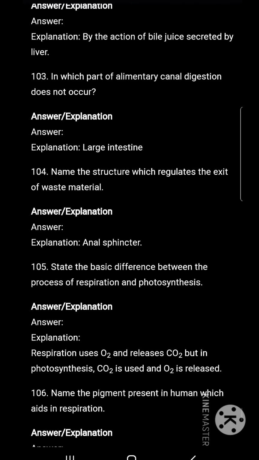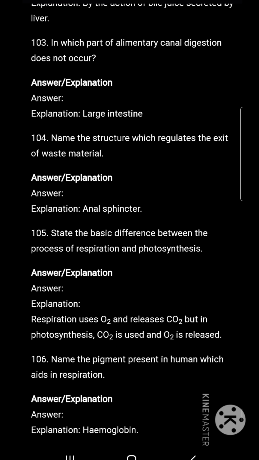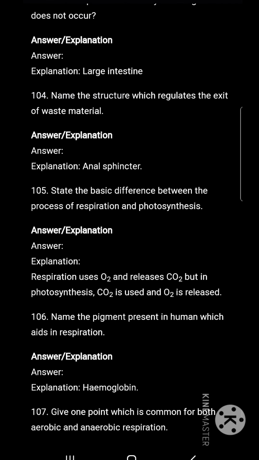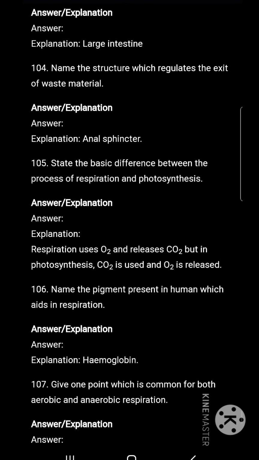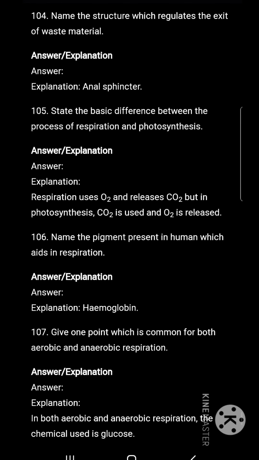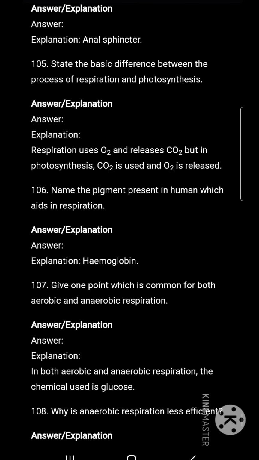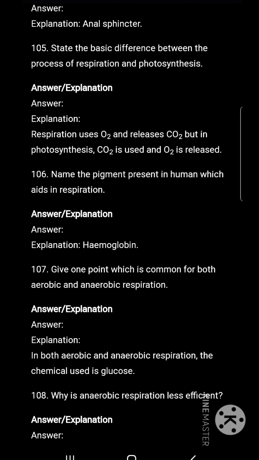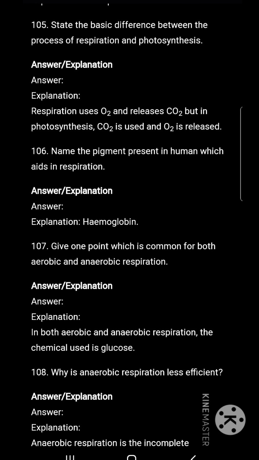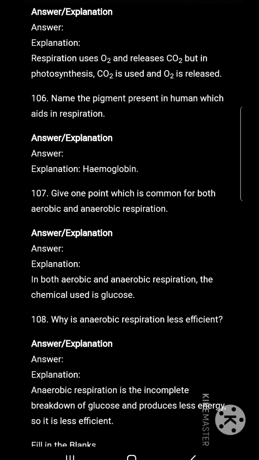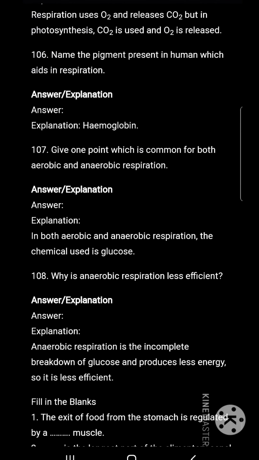In which part of the alimentary canal does digestion not occur? It is in the large intestine. Name the structure which regulates the exit of waste materials. Anal sphincter. State the basic difference between the process of respiration and photosynthesis. Respiration uses oxygen and releases carbon dioxide, but in photosynthesis carbon dioxide is used and oxygen is being released.